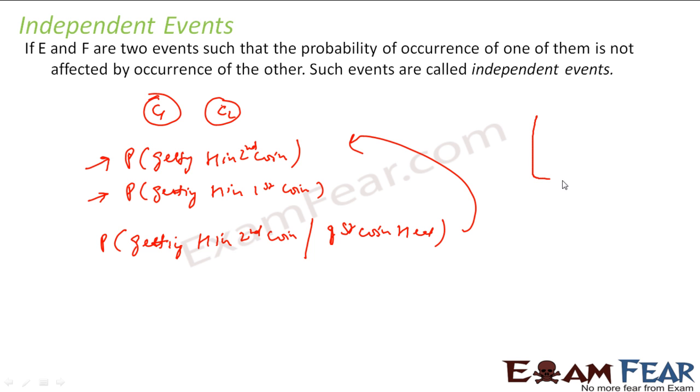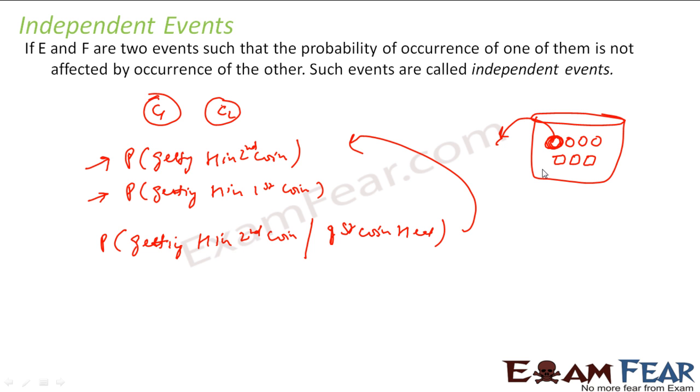Also, for example, if you have a jar with, let's suppose, 4 red spherical balls and 3 cuboidal structures, and you take out something and replace it, then the probability of getting a spherical ball in the first and in the second try is the same because you are replacing it. Every time you take out something and replace it back, the probability is the same. So they are all independent events.